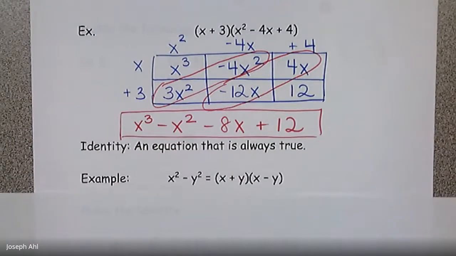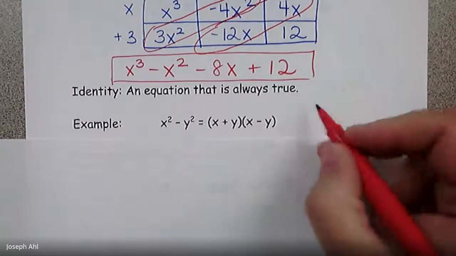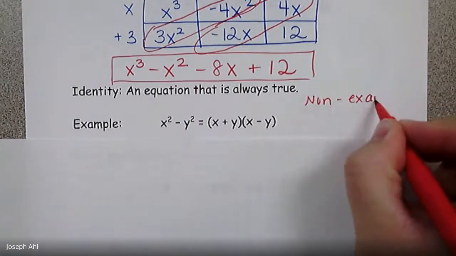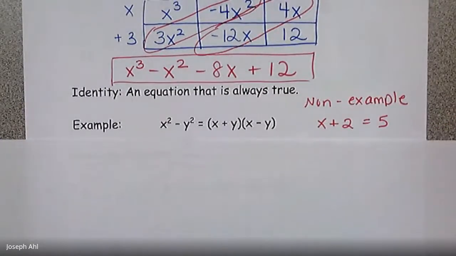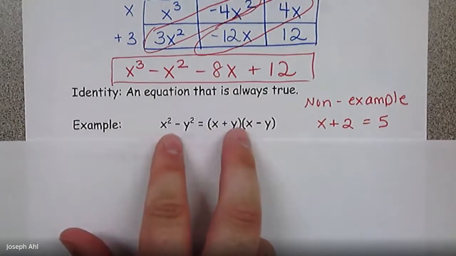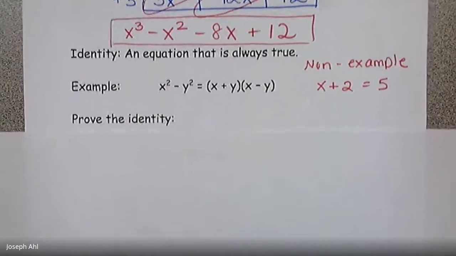So here's an example of an identity. We know that x squared minus y squared is always equal to x plus y times x minus y. But I'll give you a non-example. A non-example would be x plus 2 equals 5. Because that's not always true. That's only true if x equals 3. Whereas this is always true no matter what we sub in for x and y. Okay, so something that's always true is going to be an example of an identity. So what we're going to get into is something called proving that something's an identity.